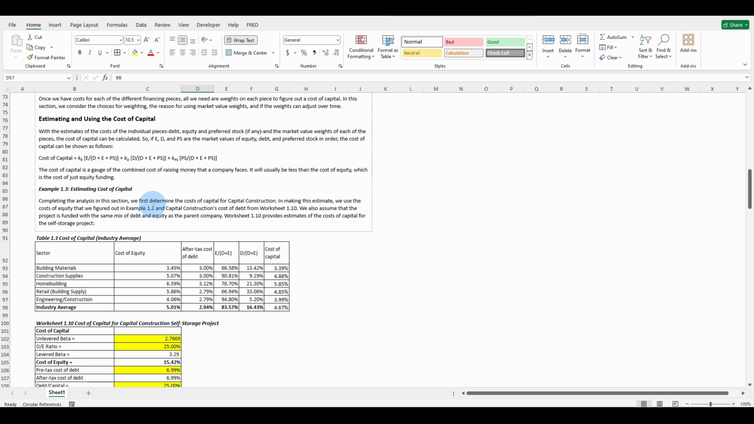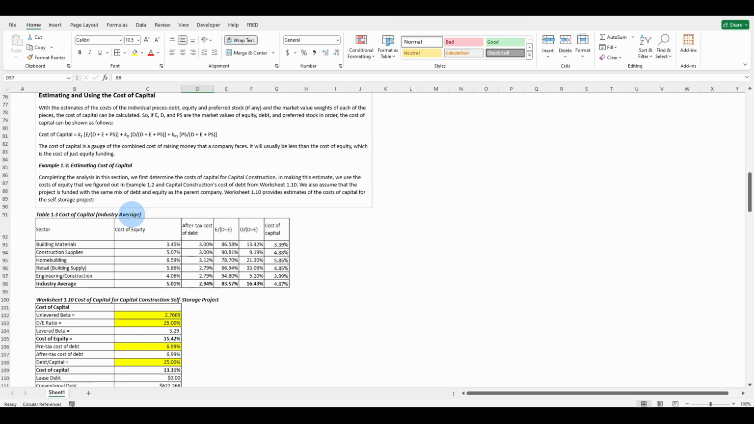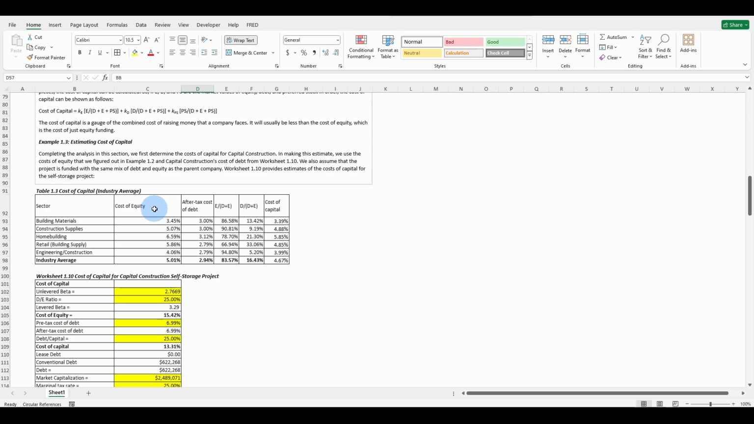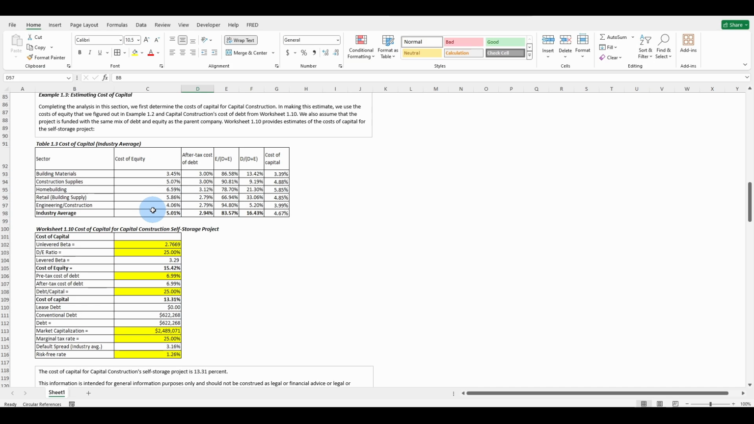Estimating cost of capital. Completing the analysis in this section, we first determine the cost of capital for capital construction. In making this estimate, we use the cost of equity that we figured out in example 1.2, and capital construction's cost of debt from worksheet 1.1. We also assume that the project is funded with the same mix of debt and equity as the parent company. Worksheet 1.10 provides estimates of the cost of capital for the self-storage project.